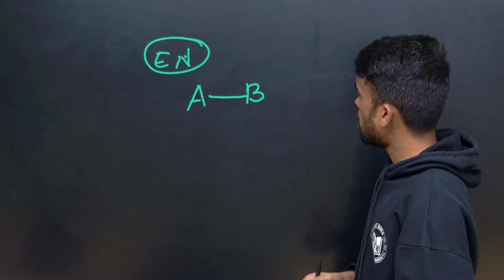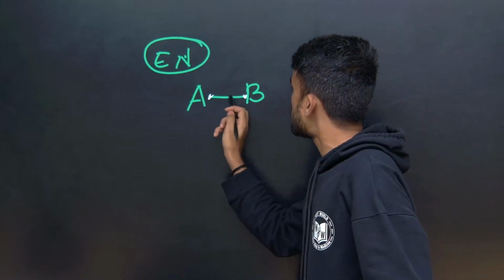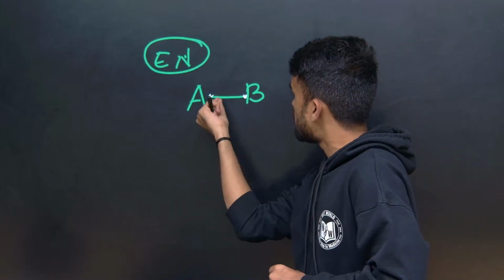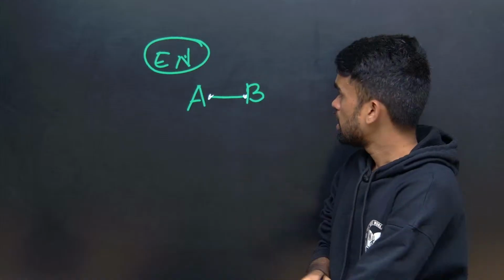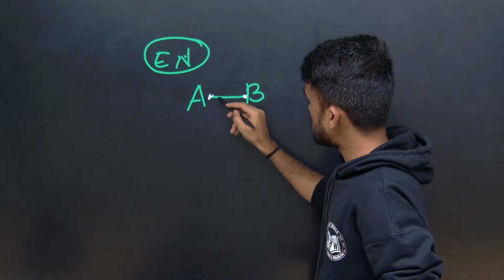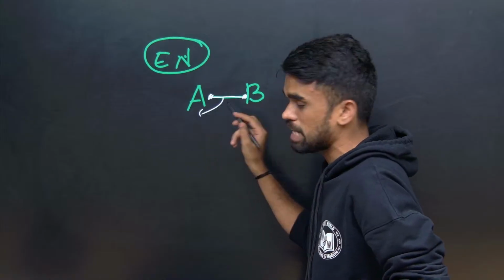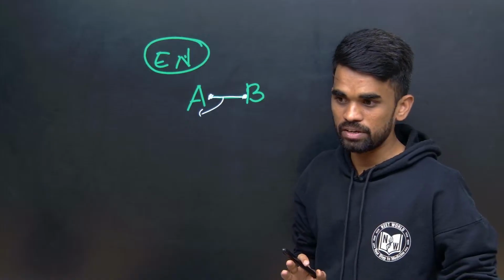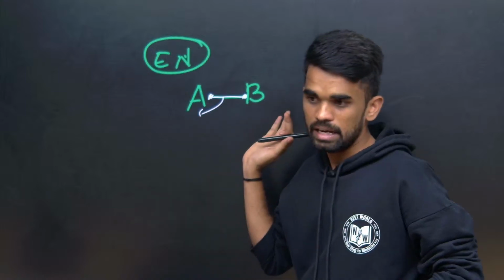Now, depending upon their ability to attract this bond, one element might have more tendency to attract this bond and one has low tendency. The element which has more tendency to attract the bonded pair of electrons towards itself is called electronegative. What is electronegativity? The tendency to attract the bonded pair of electrons towards itself.